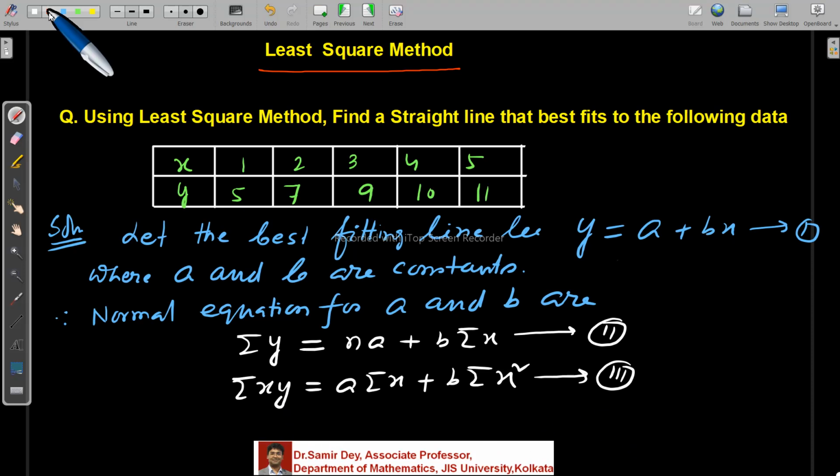So ultimately our main objective, now that we have two equations, is to find the values of a and b by using these two equations. Here summation y, summation x, summation xy and summation x square are unknown. These are to be calculated from the given data. Clear?